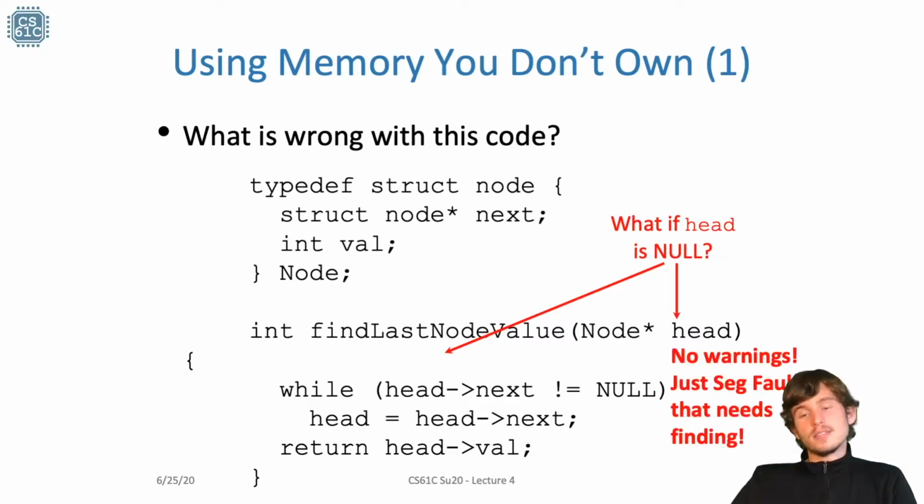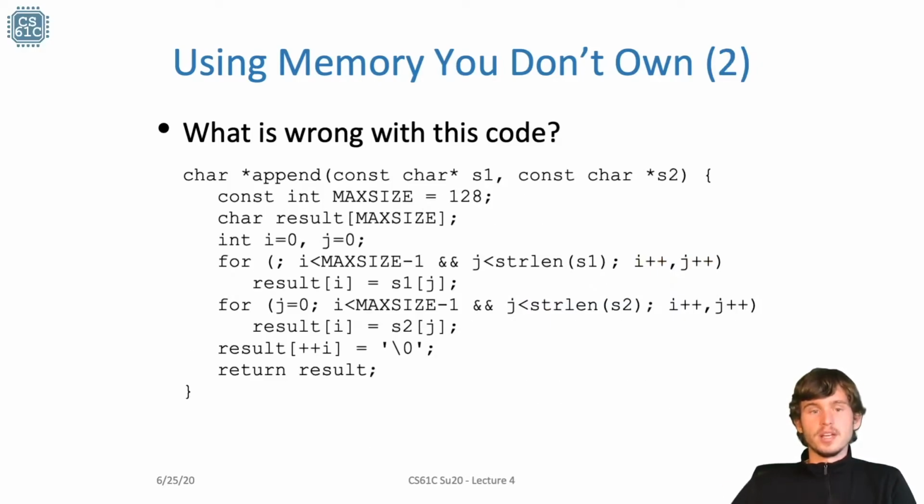And the issue with this is that your compiler will not actually give you any warnings about this. Your program, when it's run, will just segfault and say that it segfaulted. It won't say that it segfaulted on this line, which is another thing that makes C difficult to work with.